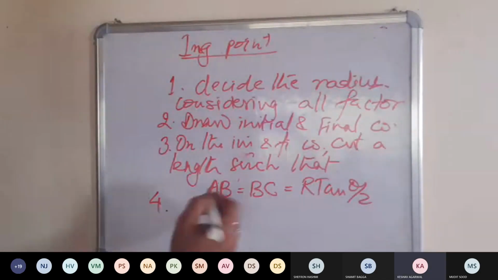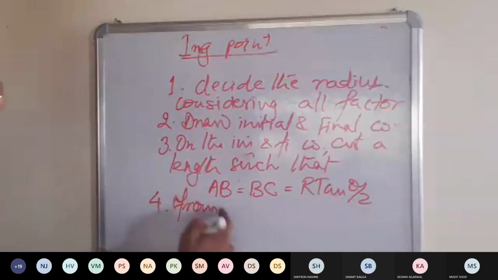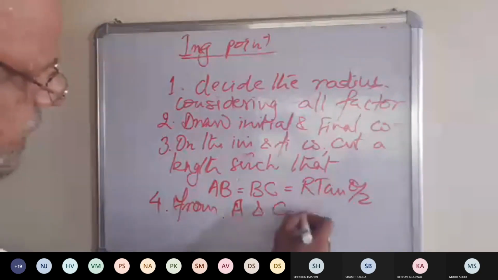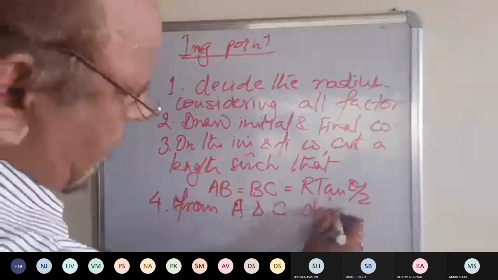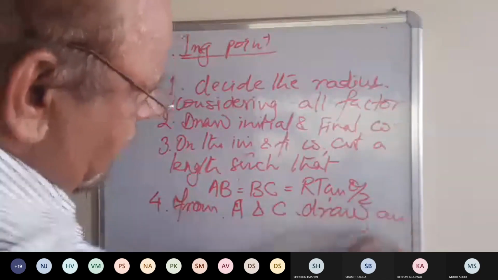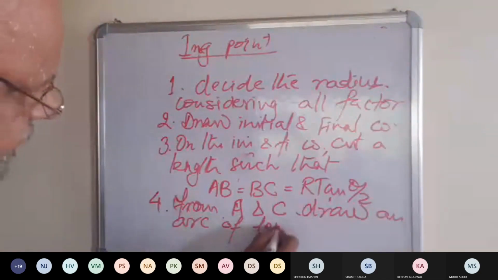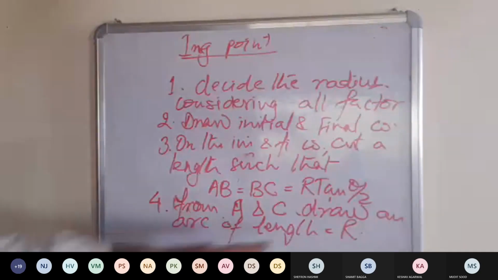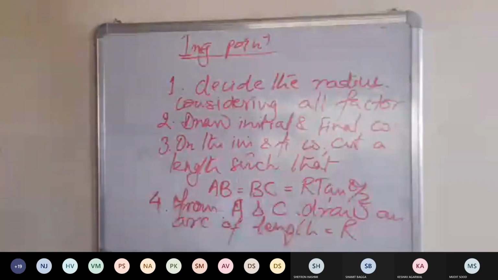Okay, so next one is from A and C, draw an arc of length equal to R. ये इंटरसेक्शन पॉइंट मिल गया. दो जगह से R हम कट करेंगे तो इंटरसेक्शन पॉइंट मिल गया.